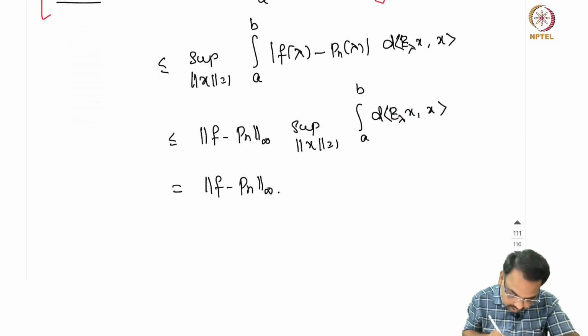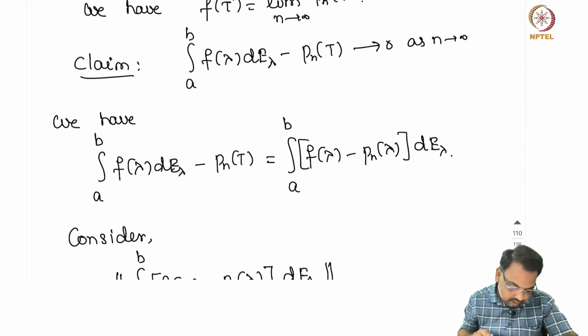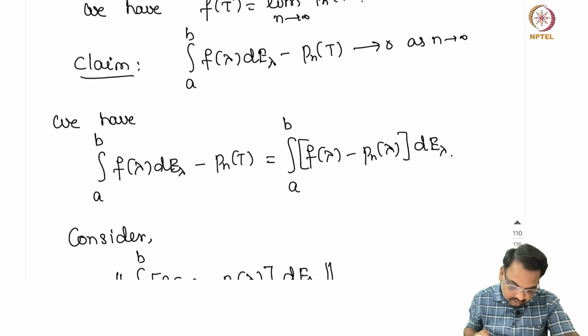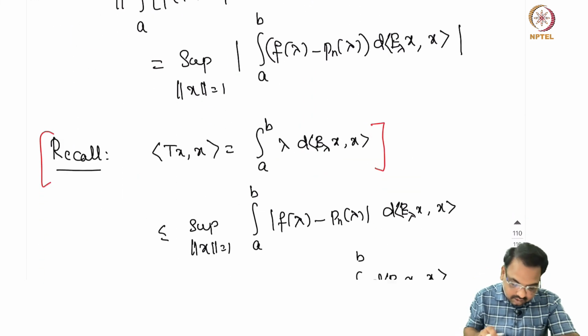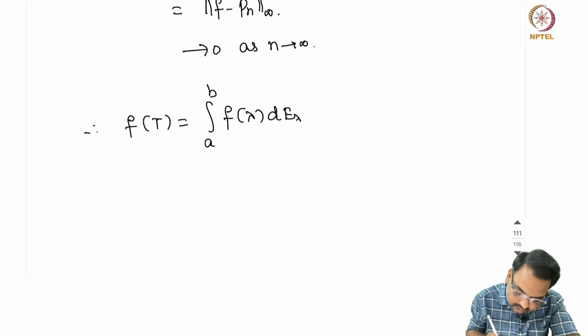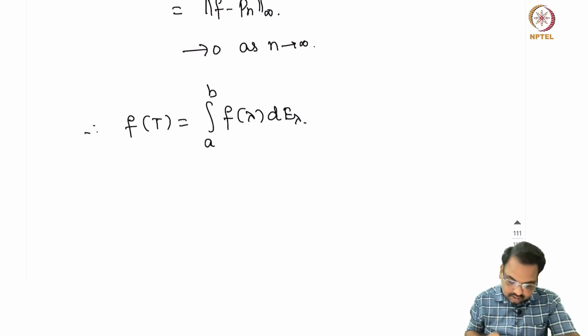So but we know that this converges to 0 as n tends to infinity. So from this we can say that the integral a to b f lambda d e lambda minus pnt goes to 0 as n going to infinity. But we know that pnt converges to f of t. So therefore f of t is the integral a to b f lambda d e lambda. So this functional calculus is known as continuous functional calculus for t.